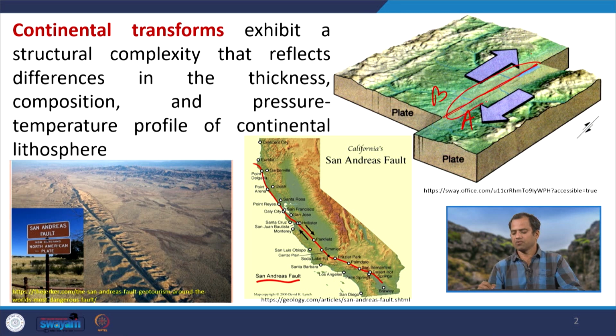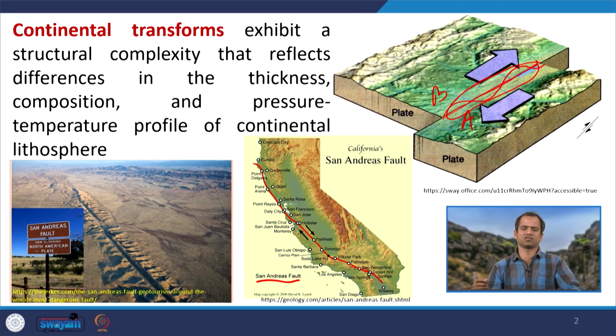However, if we introduce some complexity in its geometry, for example, if I make it curved or undulated, then the structure will not be as simple as we discuss here. We will introduce this complexity in the next class: how it changes the geometry and creates different types of sedimentary basins, and the positive or negative flower structures. Today we will talk about the general characteristics of the continental transform fault.